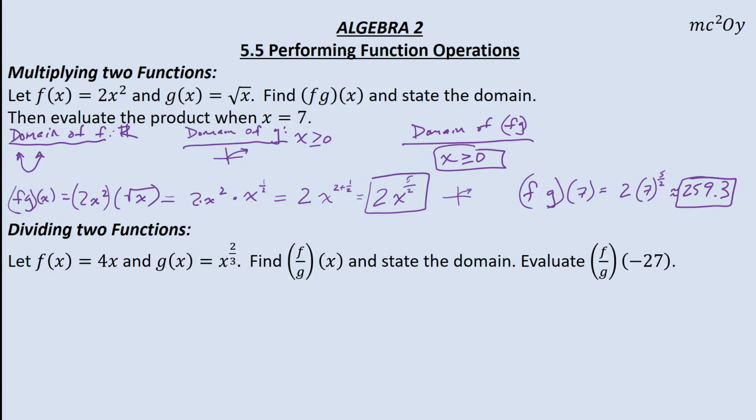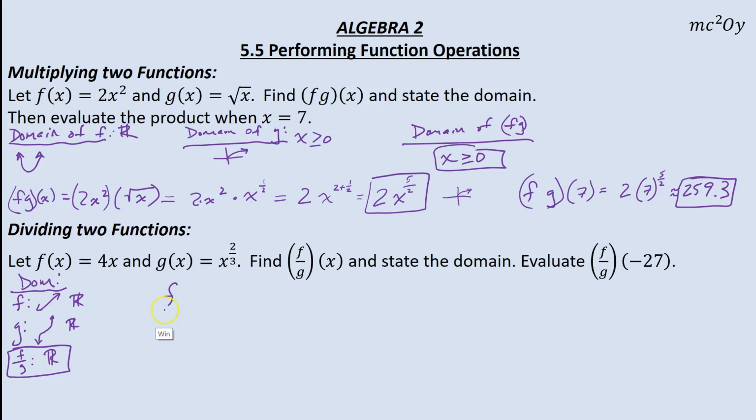Once again, domain, let's put some abbreviations here. f is linear, so it's all real numbers. For g, the picture is a cube root, right? The bottom number is what root we're doing. So it's a cube root, so it does something like this. Also all real numbers. Therefore, f over g will also be all real numbers. That is going to be our domain. We can double check it when we're done, but that should be our domain.